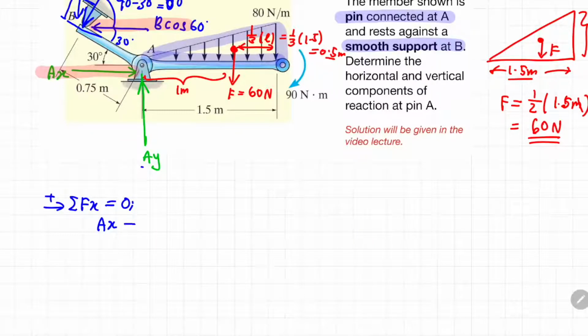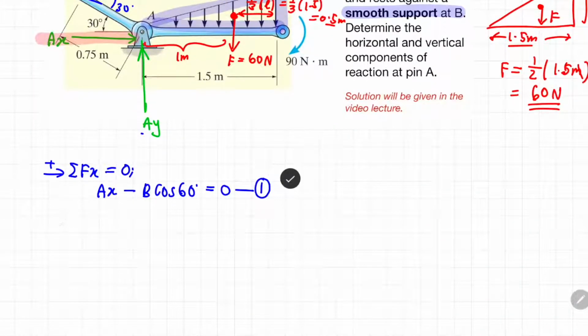So minus b cos 60 equals 0. We still cannot solve this equation yet, because there are two unknowns or two variables. So let's just rename this equation as equation 1. Now let us solve for the y direction.